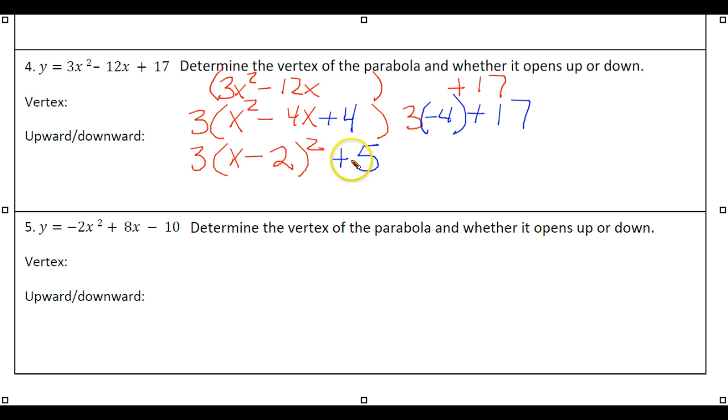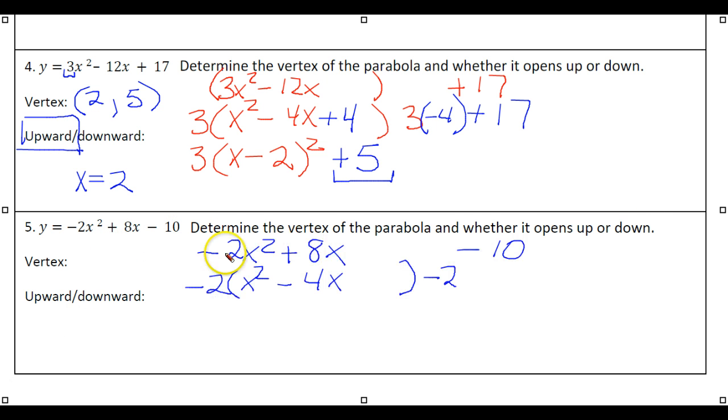5. So our vertex now for x is going to be the opposite of this, which is a 2, and our k value is 5. And our a value up here is positive, so it opens upward. Our axis of symmetry is x equals 2, and our minimum will be 5. We can leave that one up here and work on this one.